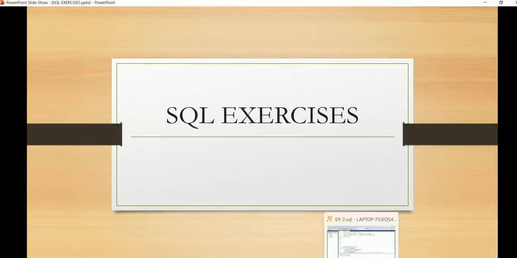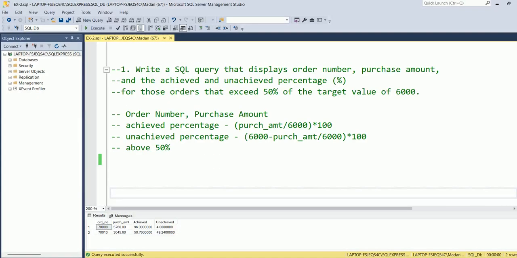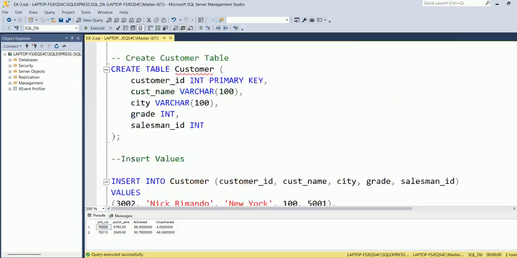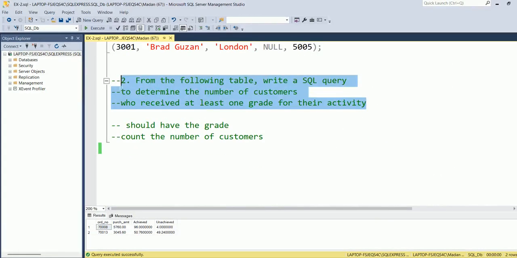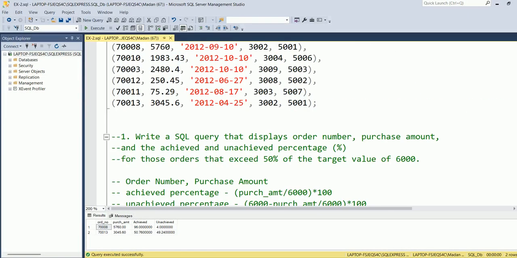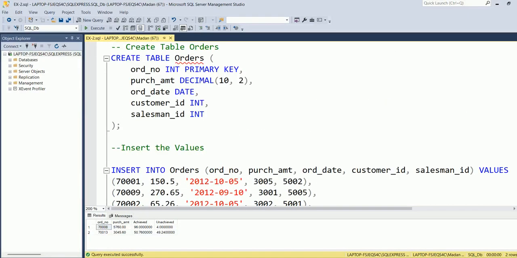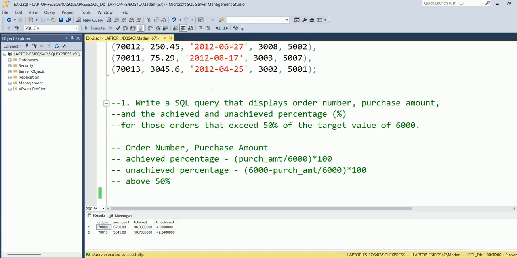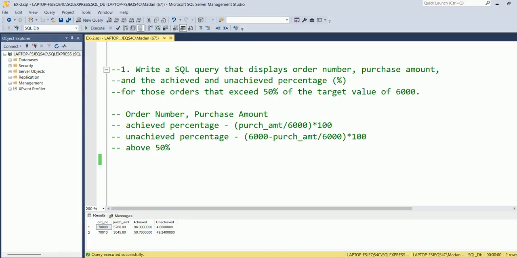Okay, so let's continue. Today we are going to discuss two problems. This is one and this is the second one. In order to solve these two problems, I have created the tables. Don't worry, I will share this file. The link will be in the description. Now let's start.